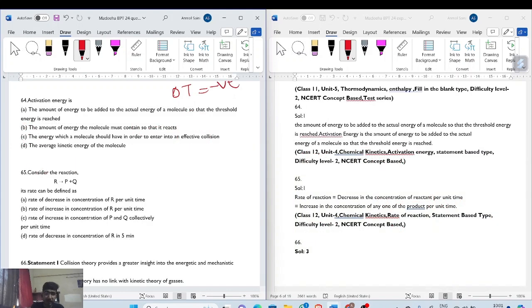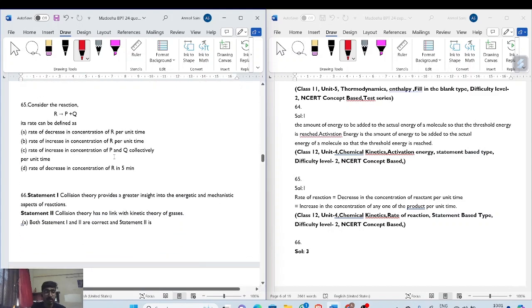Now comes question number 64. Activation energy is... here we have to give the definition of activation energy. The amount of energy to be added to the actual energy of a molecule so that the threshold energy is reached. So this is the correct definition of activation energy. We have to add to the actual energy of a molecule the amount of energy required to initiate a reaction, the required energy to initiate this reaction. So the correct answer is option number A. This is the definition of activation energy.